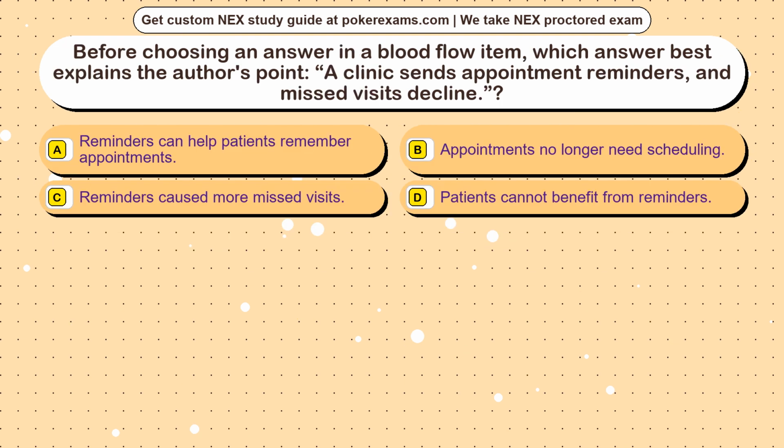Question 9. Before choosing an answer in a blood flow item, which answer best explains the author's point? A clinic sends appointment reminders, and missed visits decline. Option A, reminders can help patients remember appointments. Option B, appointments no longer need scheduling. Option C, reminders caused more missed visits. Option D, patients cannot benefit from reminders.